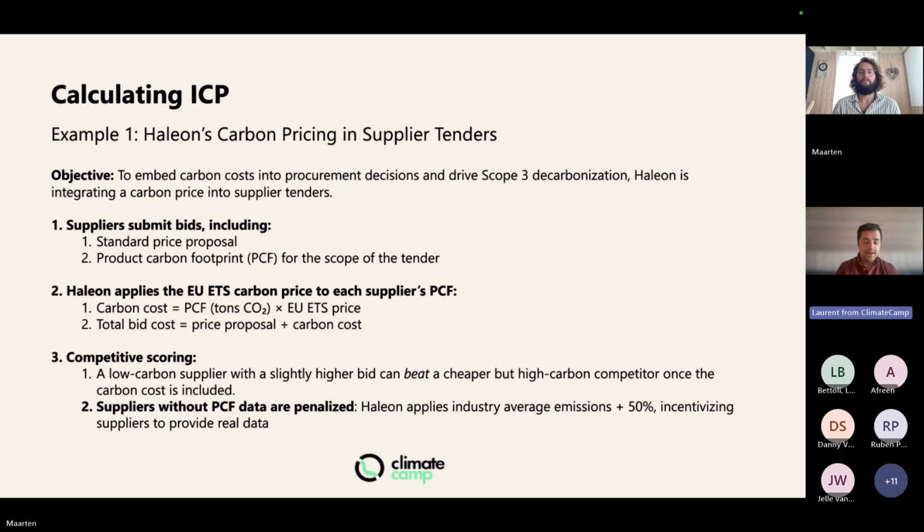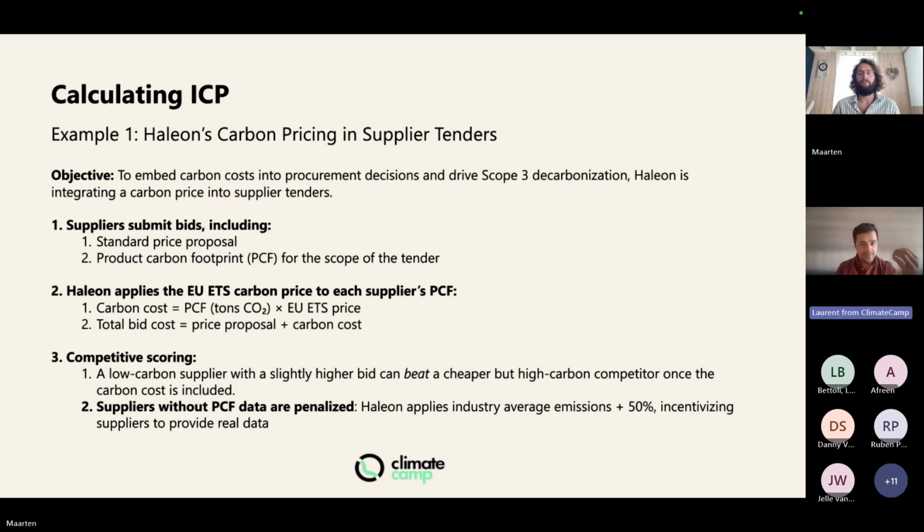There's one more thing. In many cases, the supplier will not yet have the product carbon footprint data available. And to counter that risk, what will happen if the product carbon footprint data is not available from the supplier, then the industry average emission factors that are available in public databases will be taken into account. But to make sure that the industry average emission factor is never better than a primary data point, a product carbon footprint delivered by a supplier, they actually increase it on purpose.